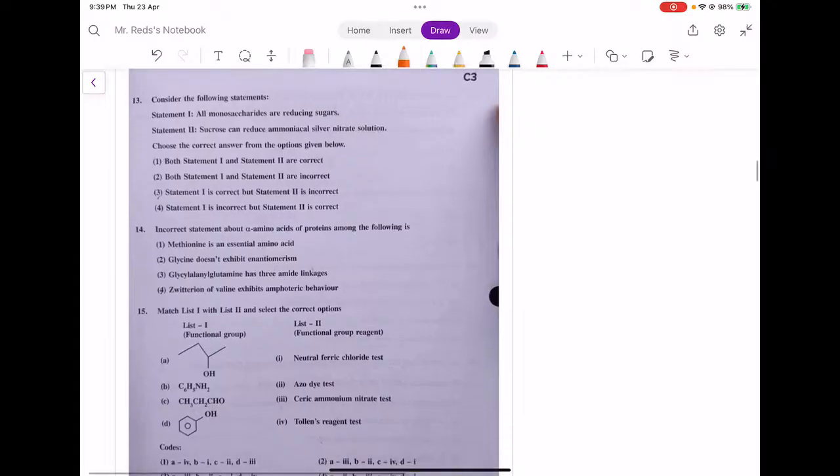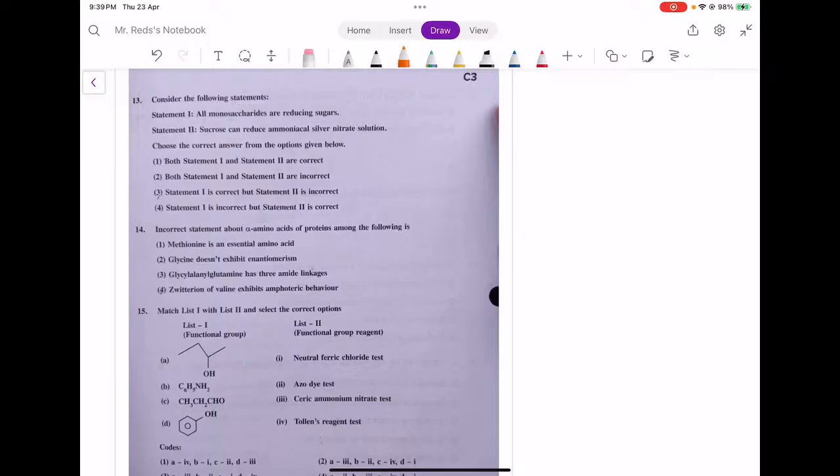From some chapters, critical questions will be asked directly. They are mainly biomolecules, D and F block elements, coordination compounds, and P block elements. Not only the P block, but one more chapter, hydrocarbons.